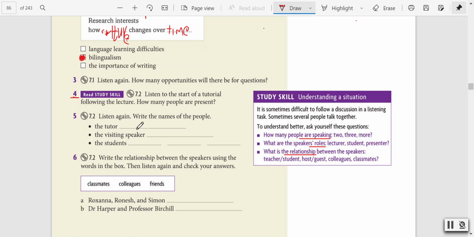We have another audio about this unit, about this listening part, which is talking about something different from the other part. In here we must write down the names: the tutor, the visitor and the students. Listen again, listen carefully, please write down. Okay, after that you can check your spelling.